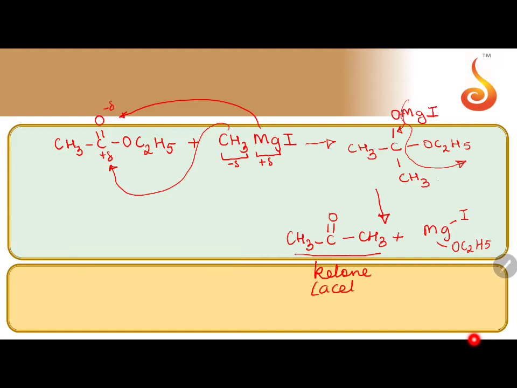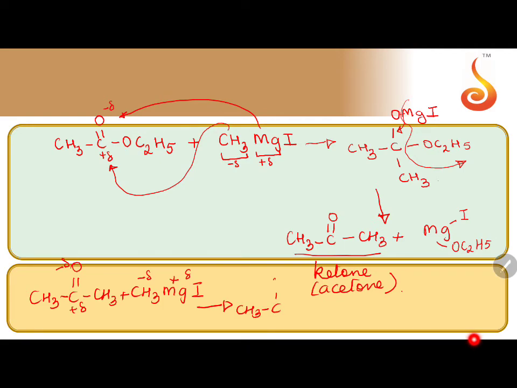Now can this acetone react with another mole of Grignard reagent? So acetone can react with another mole of CH3MgI. Again the same thing, because this is plus and this is minus, and this is plus and this is minus, therefore we get CH3, COMgI, and CH3, and here we get CH3.